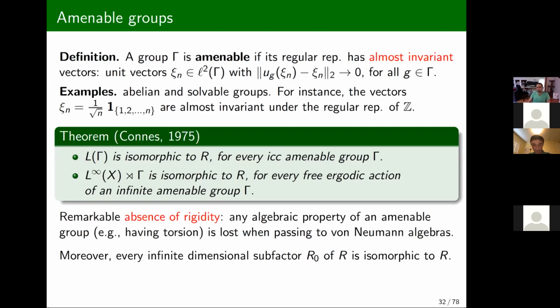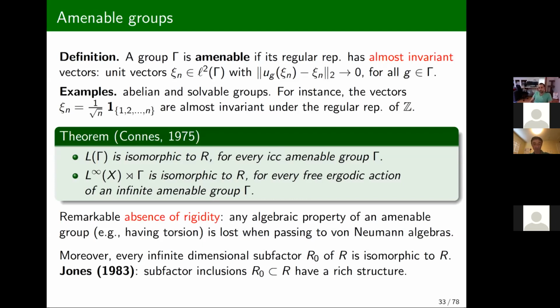However, it's an amazing discovery of Vaughan Jones from the early 80s, who sadly passed away earlier this month, that if you look at subfactor inclusions of R0 into R, these have a rich structure. And this is the beginning of Jones's theory of subfactors. I won't say more about this, but I thought I would mention it. This fits well with Connes's theorem as well.